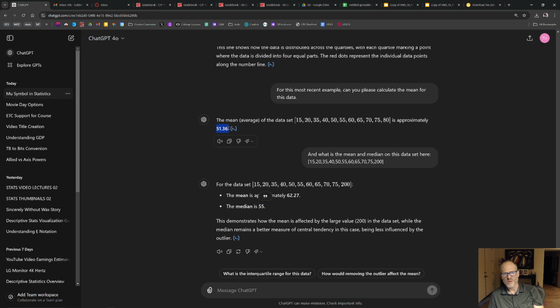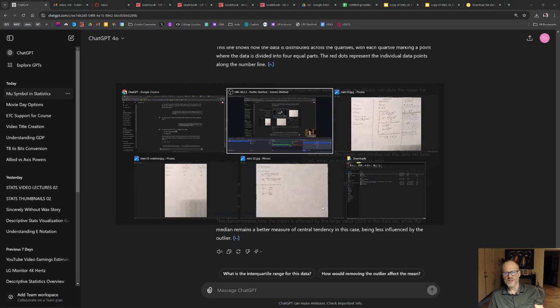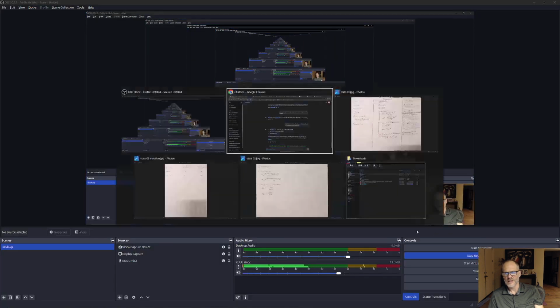Previously, our mean was 51.36. Now, because we have 200, this data point is an outlier. It really lies outside the bounds, really away from the other data. And so our mean has now been stretched out, skewed out to 62.27. So that is a much higher mean.